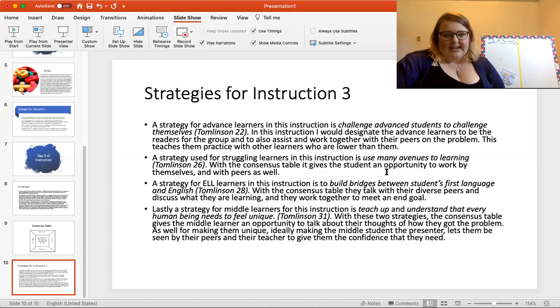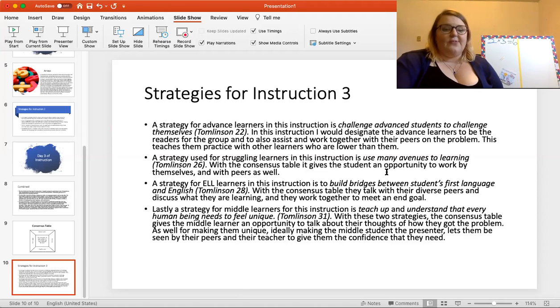And then lastly, a strategy for my middle learners for this instruction is to teach up and understand that every human being needs to feel unique. With these two strategies, the consensus table gives the middle learner an opportunity to talk about their thoughts of how they got the answer. As well, for making them unique, ideally making the middle student the presenter lets them be seen by their peers and their teacher to give them confidence that they need.